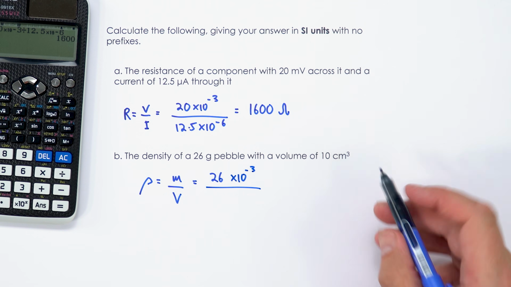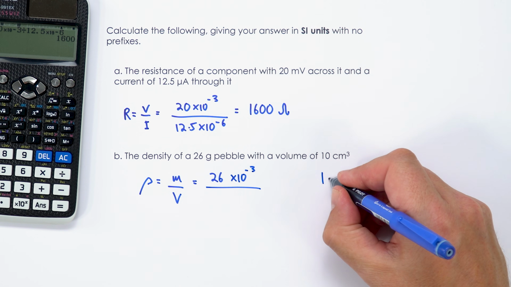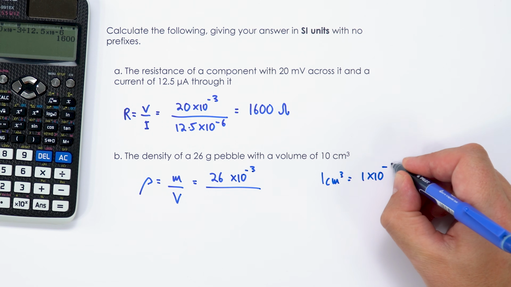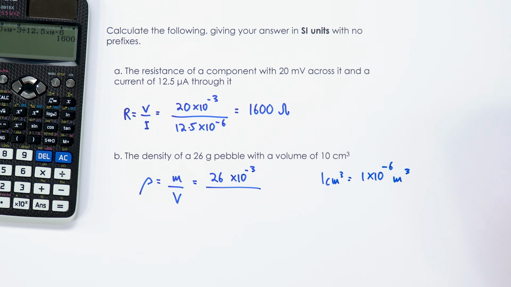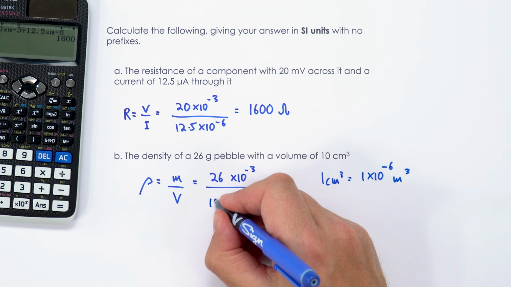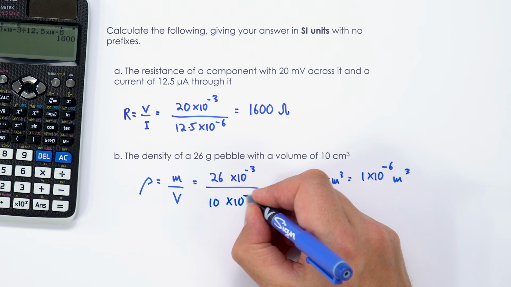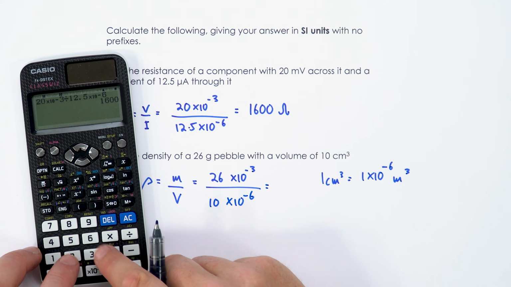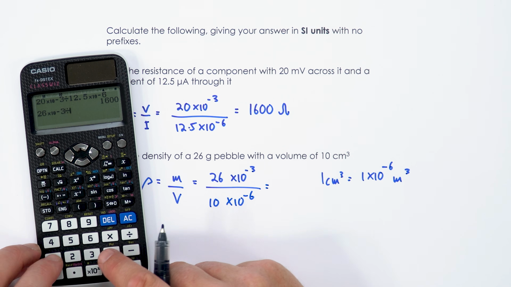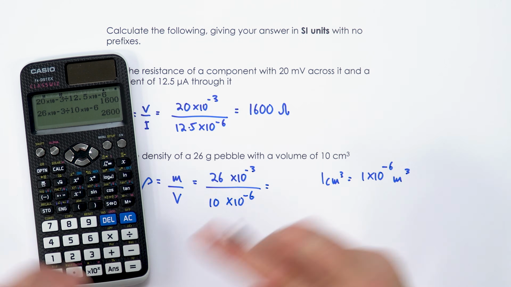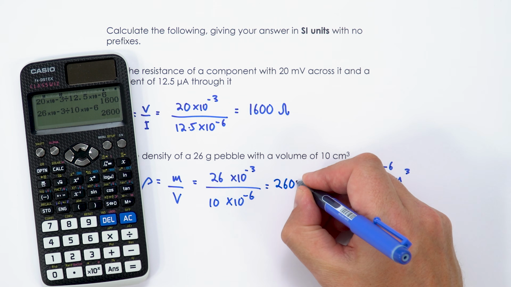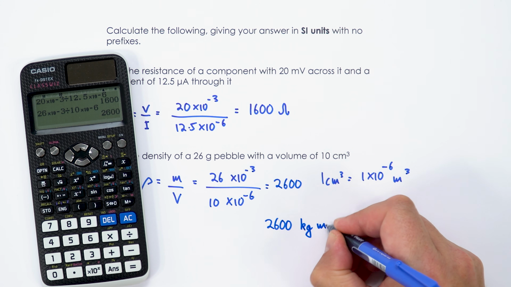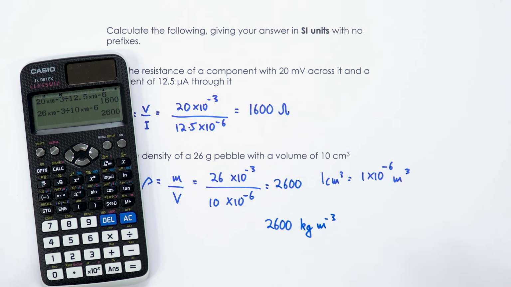So the volume is 10 centimetres cubed, but of course 1 centimetre cubed is the same as 1 times 10 to the minus 6 metres cubed. So if we've got 10 centimetres cubed, that's going to be 10 times 10 to the minus 6 cubic metres. So when we work that out, that's 26 times 10 to the minus 3 divided by 10 to the minus 6, which is equal to 2,600. So 2,600 kilograms per cubic metre, which sounds about right.